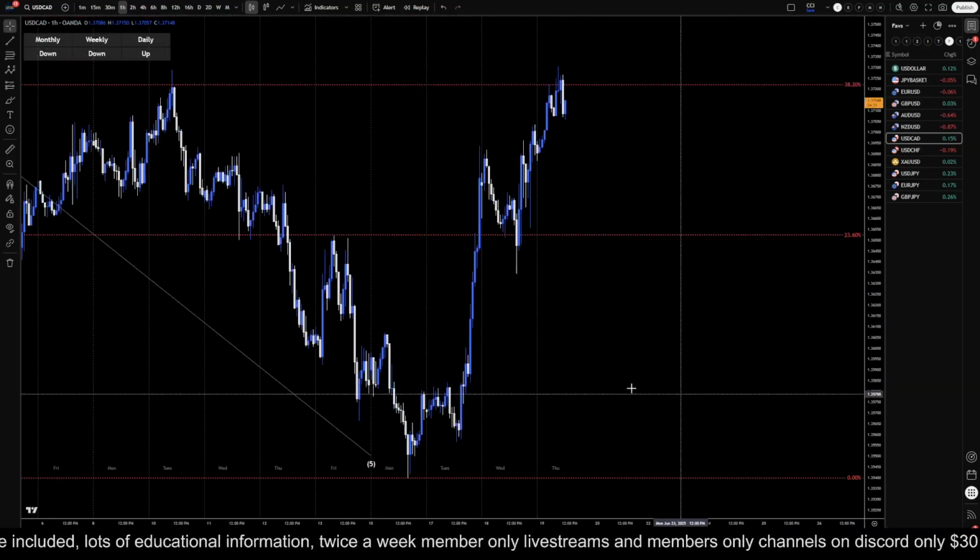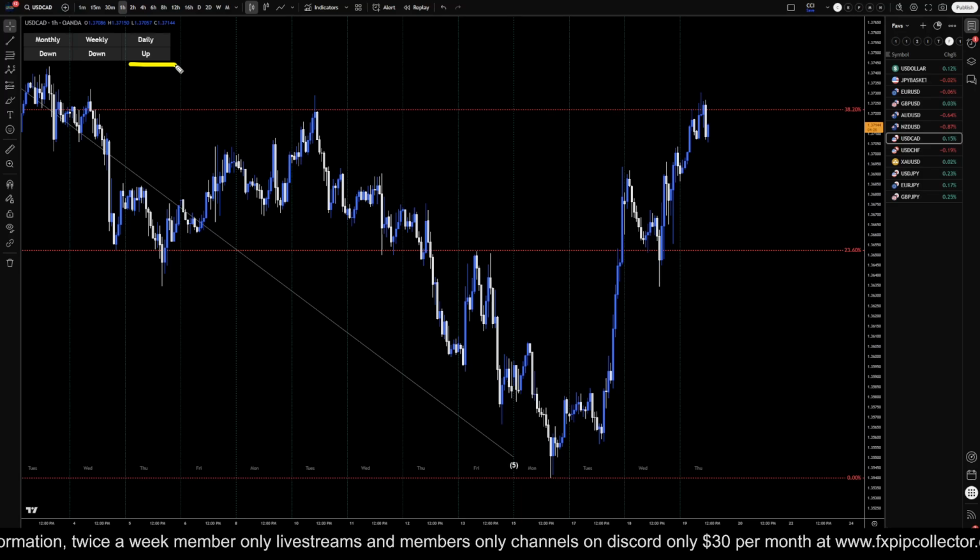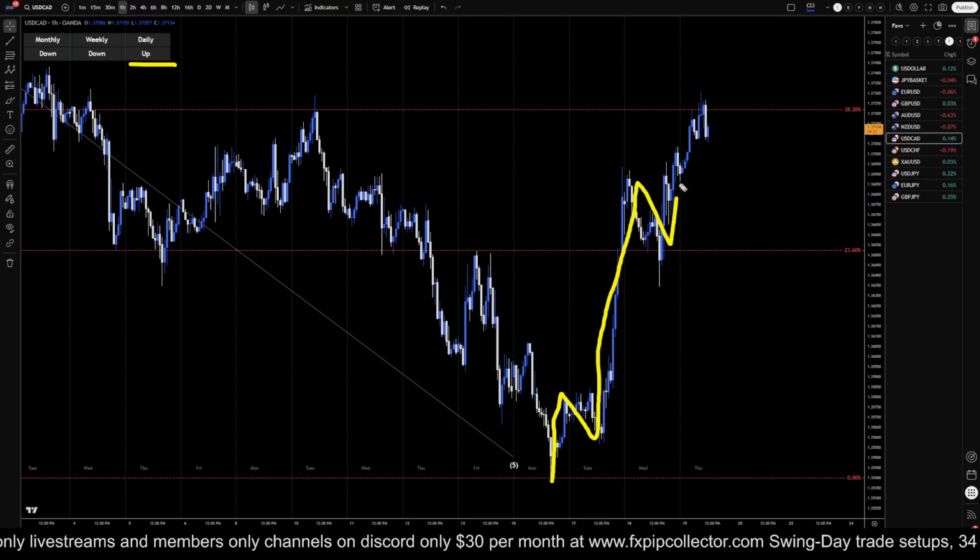So if we zoom back in, we definitely did turn up on the daily time frame, so I would be recommending longs for anybody trading on the 1 hour time frame and below. We definitely do have what looks like a complete five-wave pattern.